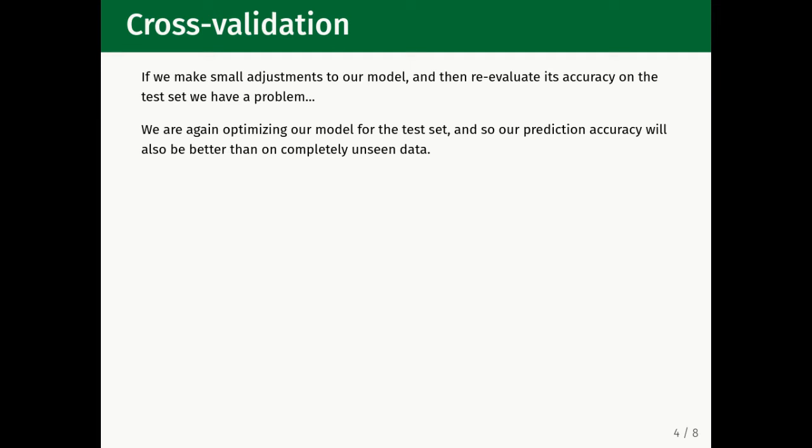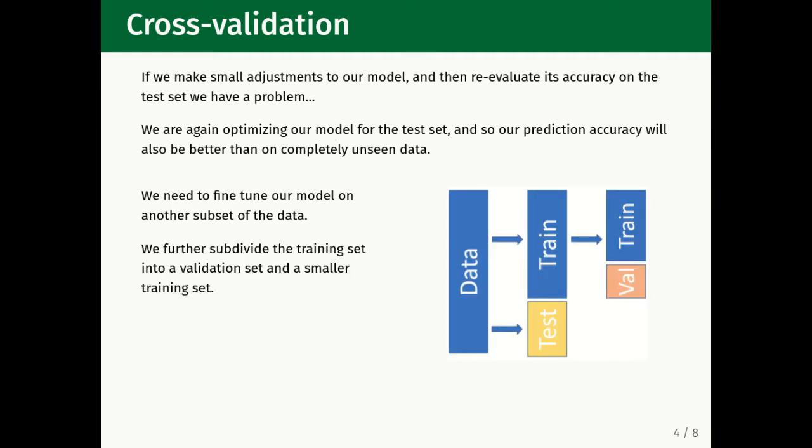So what do we do? Well, we actually need to split our training set up further into a smaller training data set that we actually use to train the model, and then a validation set that we use for measuring the prediction error as we experiment with different variants of the model. Finally, when we've found the best variant on the validation data, then we can measure its generalization error on the test set.